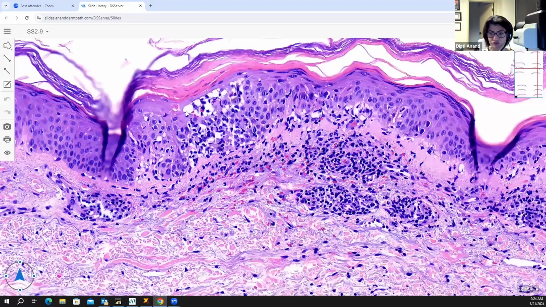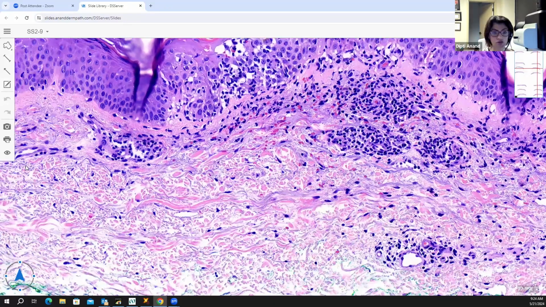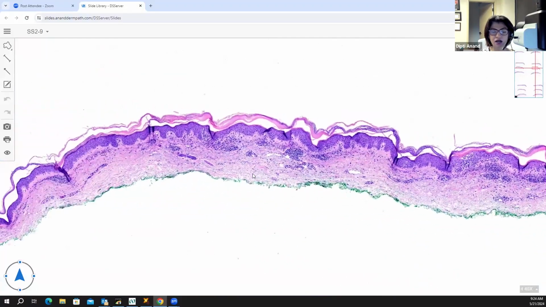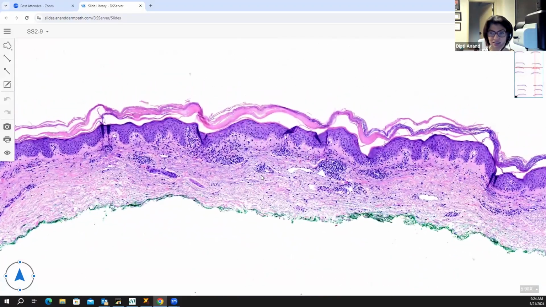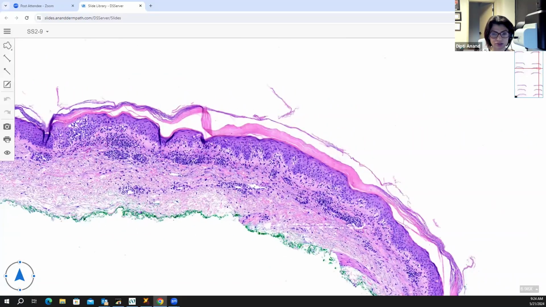Yes, there is some extravasated blood, and I cannot explain why it is. This biopsy is not on the leg. This is on the forearm. This is from a patient with subacute cutaneous lupus.